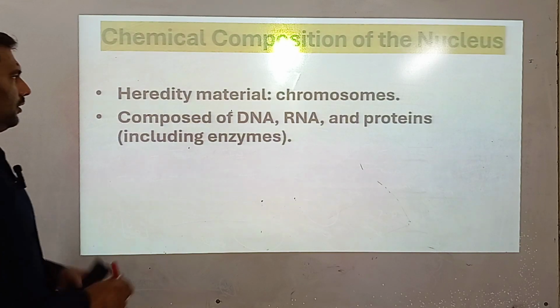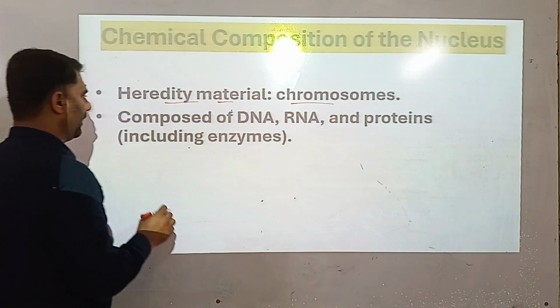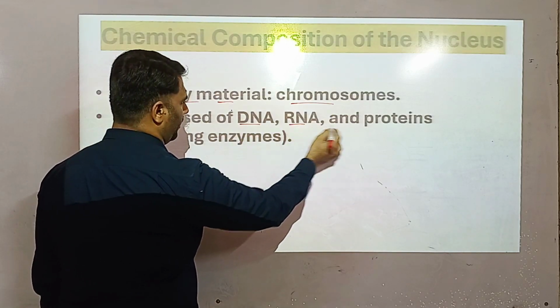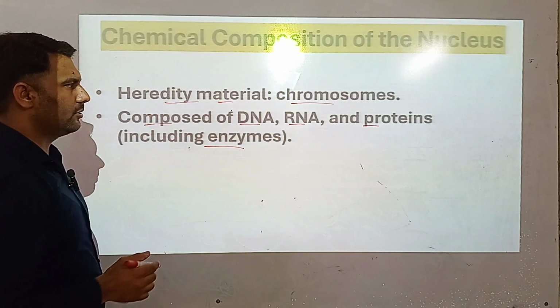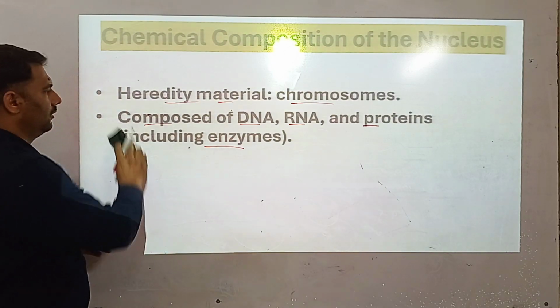Chemical composition of the nucleus. The nucleus contains the hereditary material in the form of chromosomes, and chromosomes consist of DNA, RNA, protein, and some enzymes. So the nucleus contains the chromosome, DNA, RNA, proteins, and enzymes.